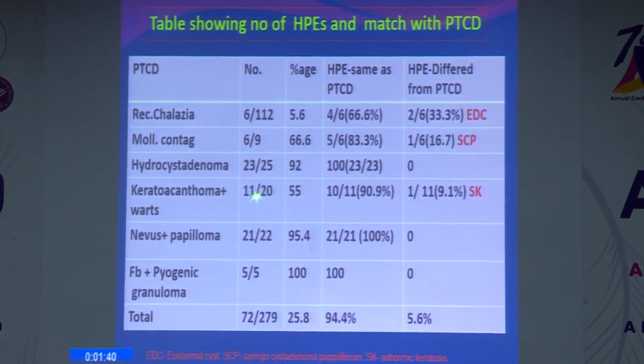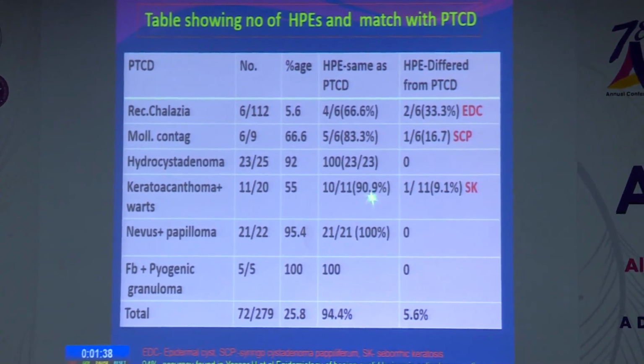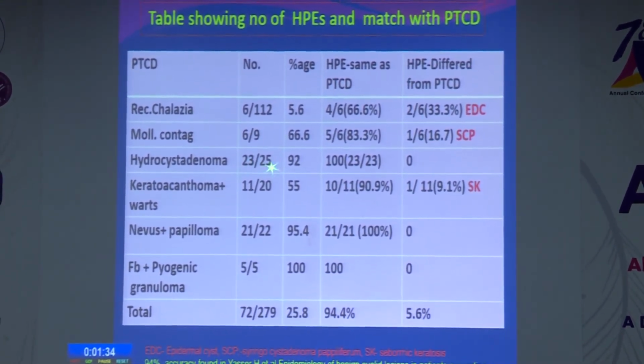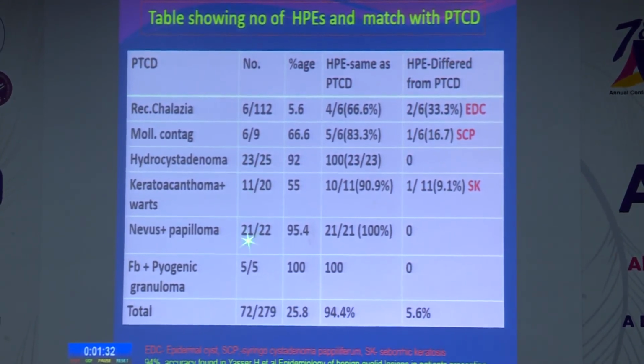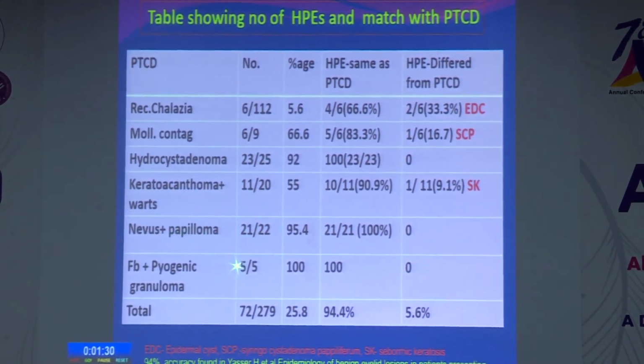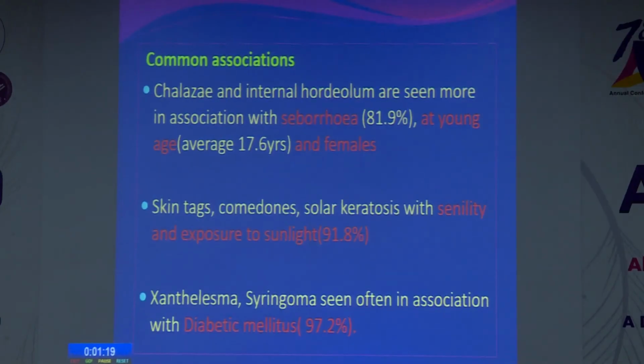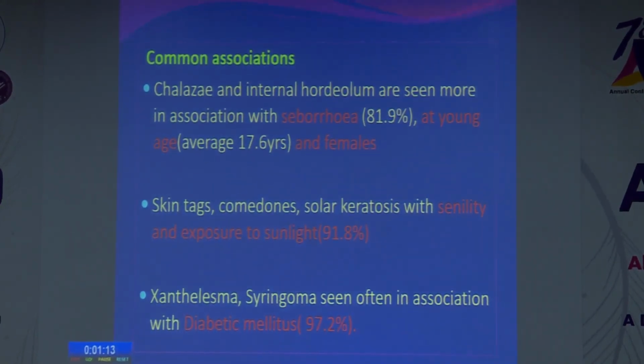While 11 out of 20 keratoacanthoma warts were sent, except 1 all matched and that turned out to be seborrheic keratosis, while 23 of 25 hydrocystadenoma, 21 of 25 nevus and papilloma, and all cases of foreign body pyogenic granuloma were sent with 100% match. So totally 5.6% did not match with the clinical diagnosis, while 94.4% did match. The common association we found was infective with seborrhea in 81.9%.